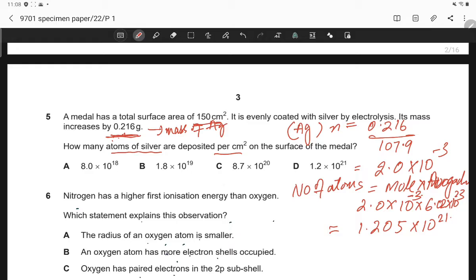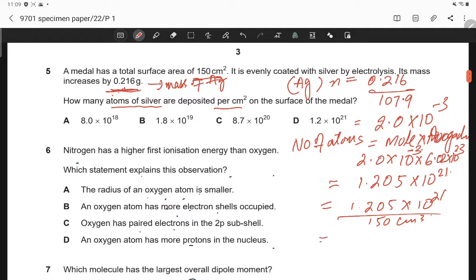21. So how many silver atoms are deposited per centimeter square? The number of atoms deposited per centimeter square is 1.205 into 10 raised to the power 21 divided by 150 centimeter square, which is equal to 8.0 into 10 raised to the power 18. So the A option is correct.